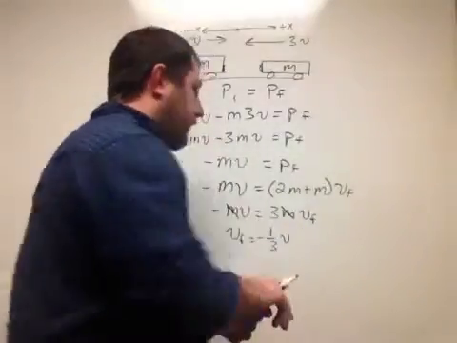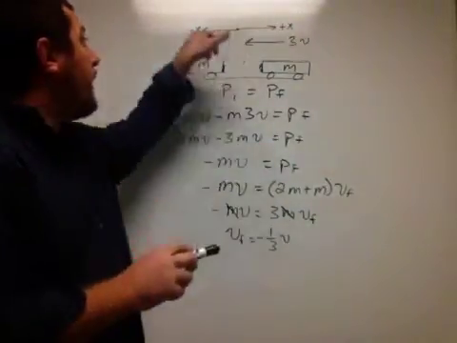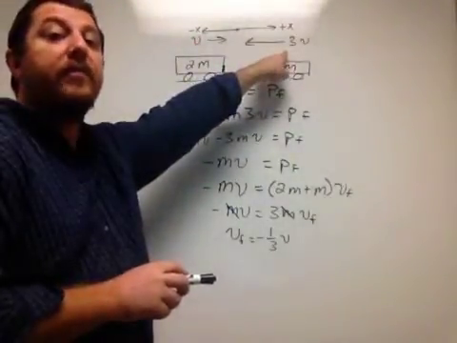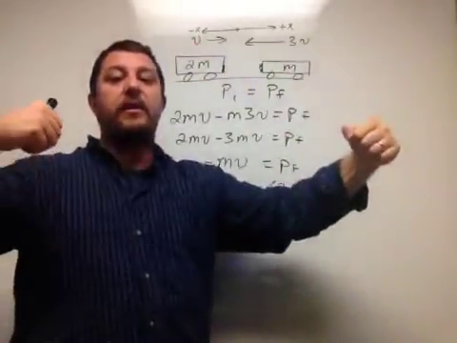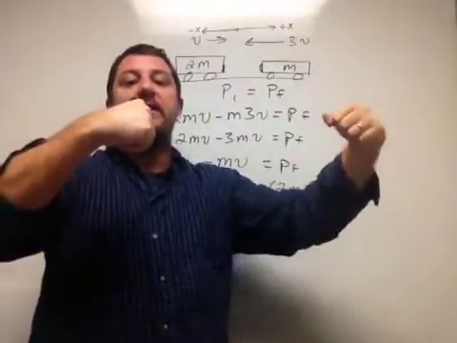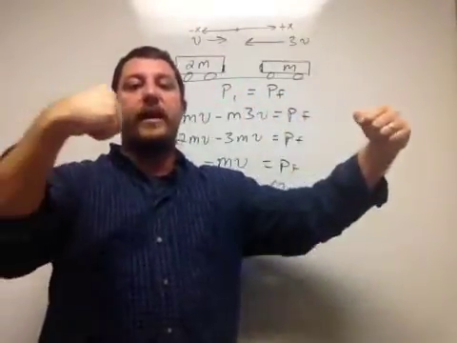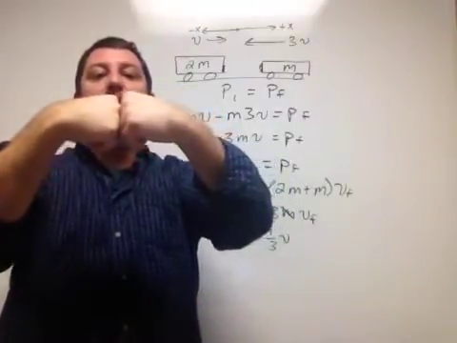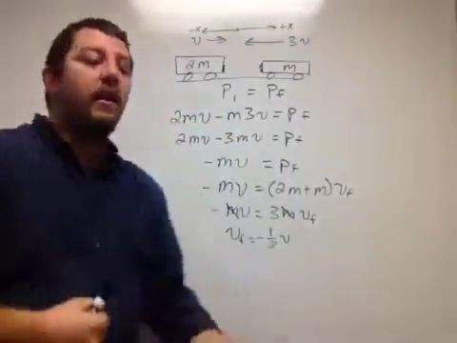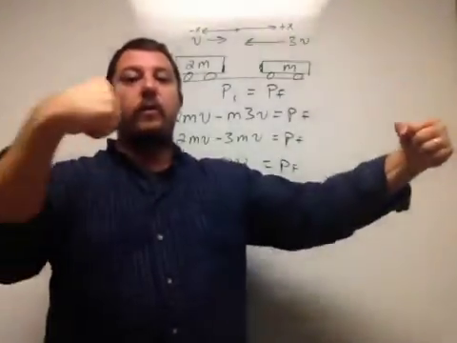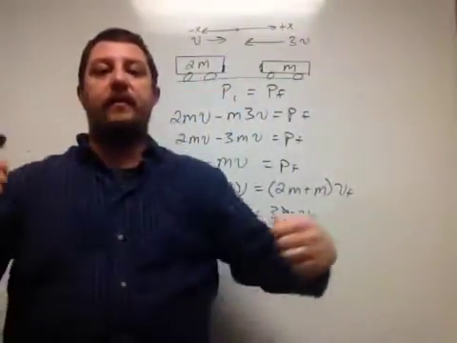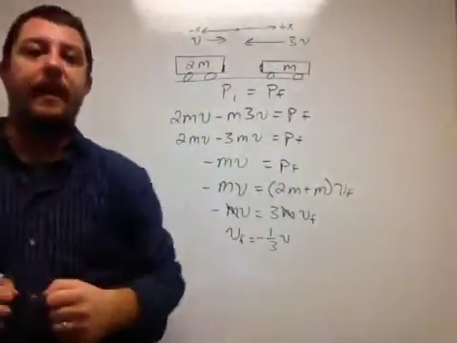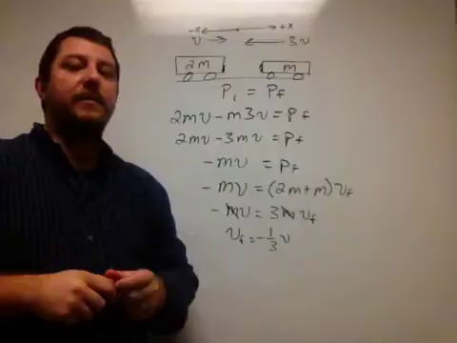1/3 v. So whatever my initial velocity is, my second cart is moving at 3 times that. This one is moving slowly, this object is moving rather quickly, and after the collision, both objects are going to be moving in the negative x direction rather slowly. So that's what this system is going to do.